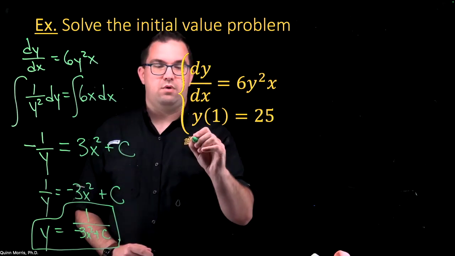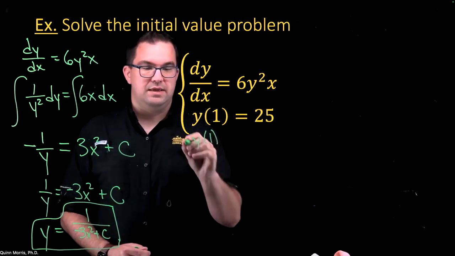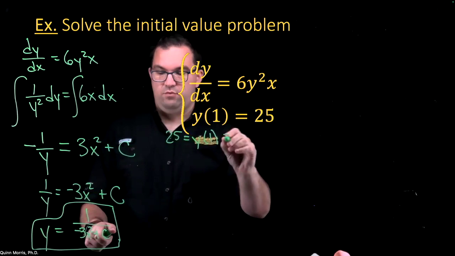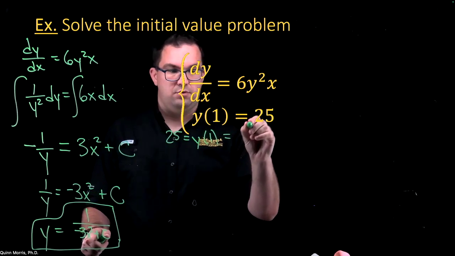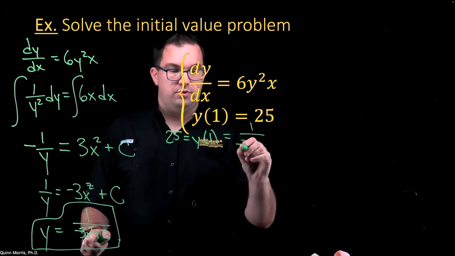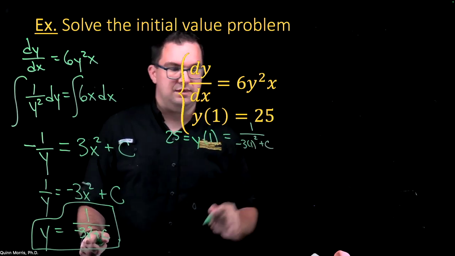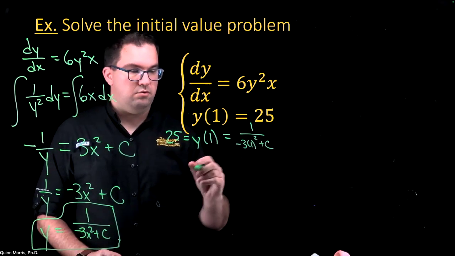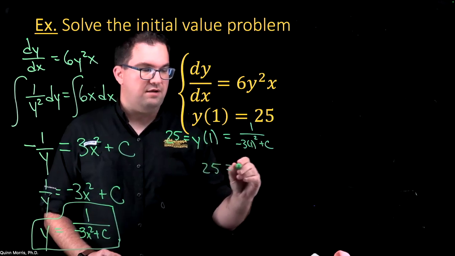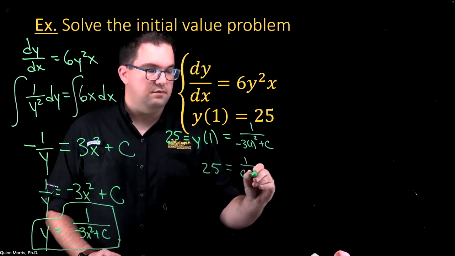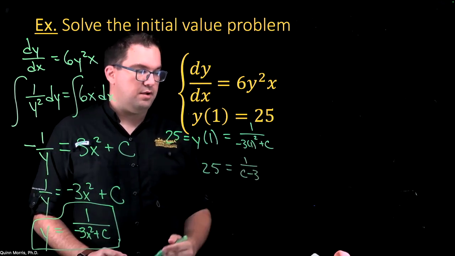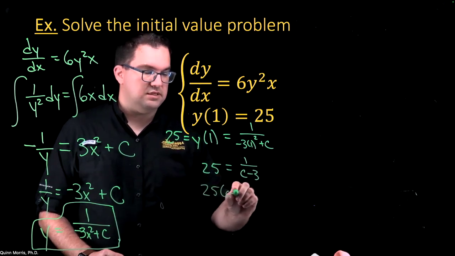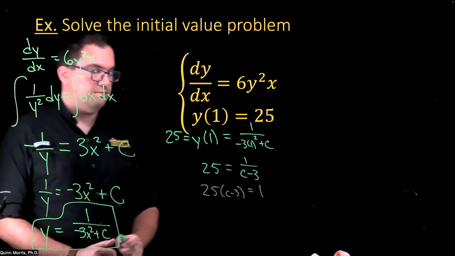So I want y(1) to be equal to 25. That's like plugging in 1 for x here. That means I want 1 over minus 3 times 1 squared plus c to be equal to 25. So I want 25 to be equal to 1 over c minus 3. And if I multiply both sides by c minus 3, I get this.